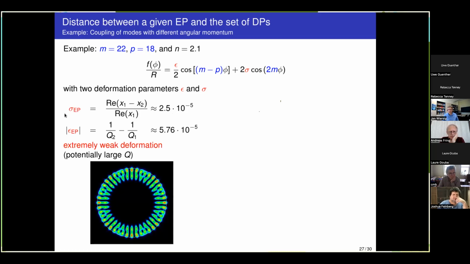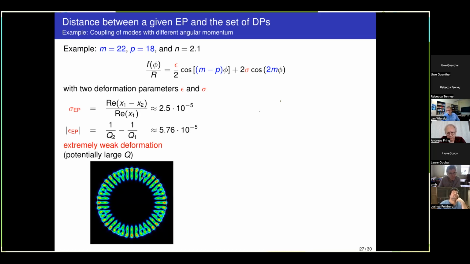We can calculate the critical values of these deformation parameters, which give us an exceptional point of order 2. Everything is explicit, but the only important fact is that the numbers that come out are small, 10 to the power of -5. That means that the deformation is really, really tiny.